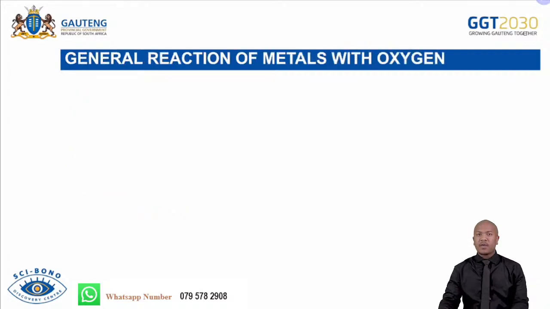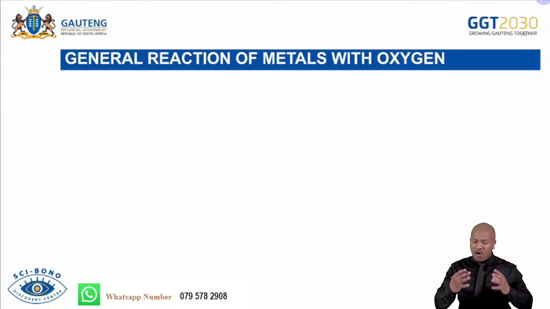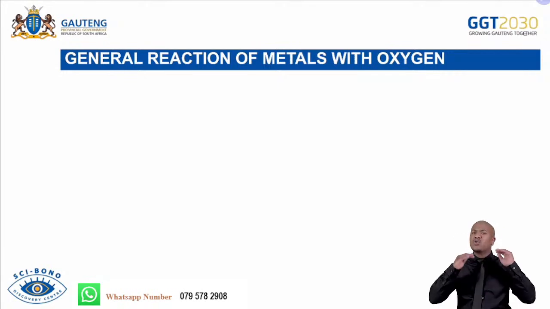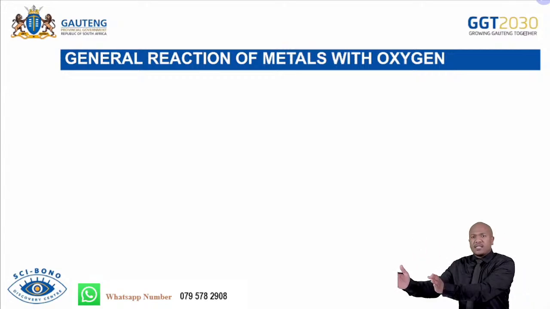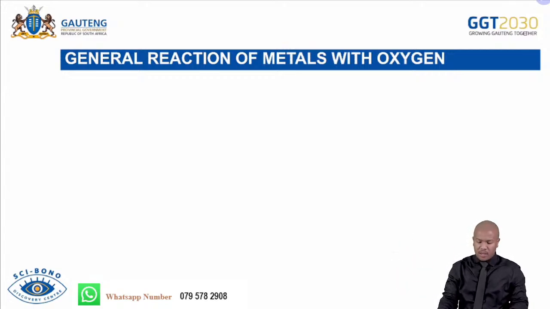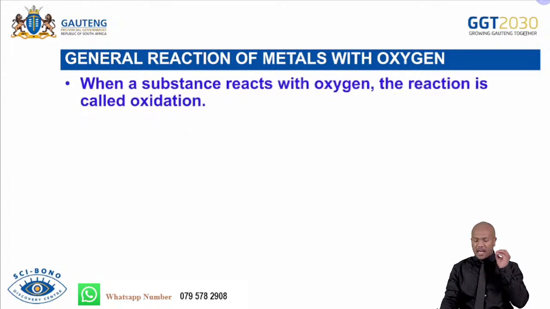Right, now, general reaction of metals with oxygen. Now remember our lesson objectives. We said we are going to remind each other of the reactions of metals with oxygen. So I want us to start there so that we understand and build up to acids reacting with what? With metal oxides. So now, the general reactions of metals with oxygen.